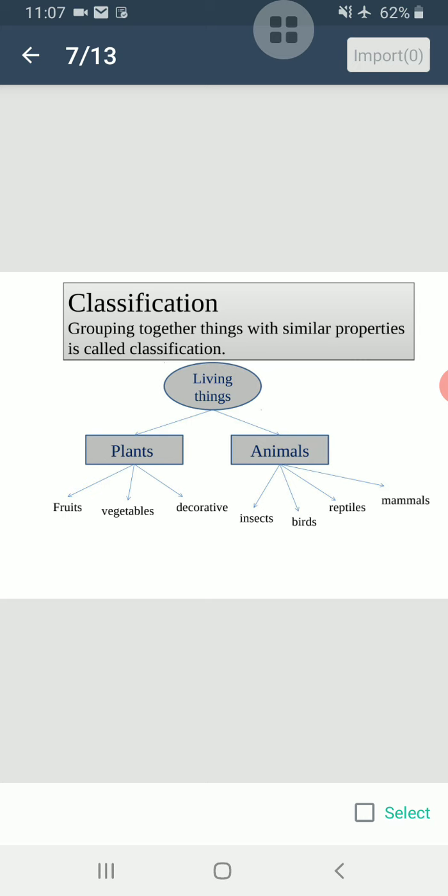We have many more examples of classification, like in the kitchen all the utensils are kept together. We don't mix them with other things like in the sugar container or in the cereal container. All the spices are placed in one place. If you want to find the turmeric in the kitchen, you don't have to look everywhere. You just go to the shelf where the spices are stored. So like this we classify all the things in our home also.